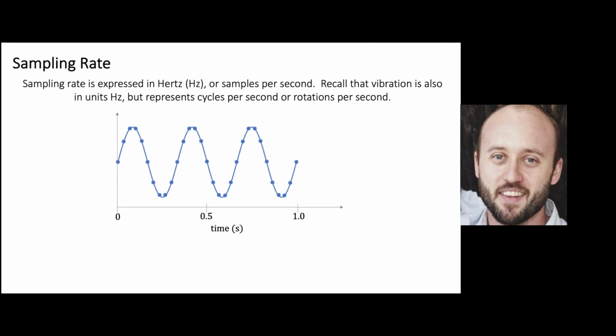So let's talk a little bit more about sampling rate, because this is something that's going to show up on an accelerometer specification sheet or a condition monitoring solution specification sheet. So sampling rate, like frequency content, is also expressed in hertz. But when we're talking about sampling rate, hertz means samples per second. So recall that when we talked about vibration content in units of hertz, we were talking about cycles per second. But now when we talk about sampling rate, the rate at which we are actually collecting data on that oscillating waveform, hertz means samples per second.